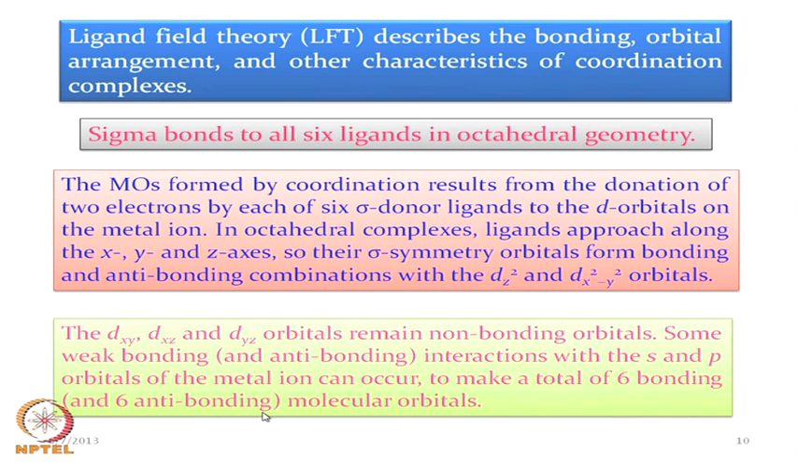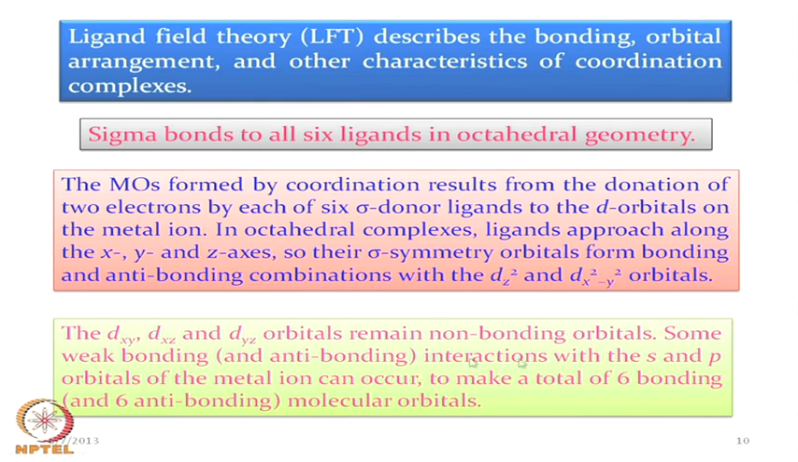But what about the T2g set? The T2g set of orbitals, that means the d xy, d xz and d yz orbitals, will remain as non-bonding orbitals, because they are not facing directly towards the ligand orbitals. So, they will not have any interaction with the ligand orbitals, and some weak bonding or antibonding interactions can take place with the s and p orbitals of the metal ion, and we will have a total of 6 bonding and 6 antibonding molecular orbitals.